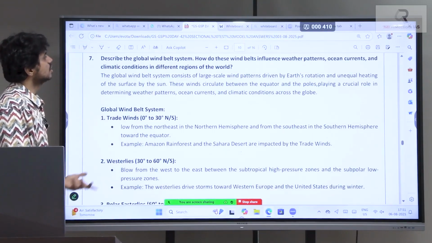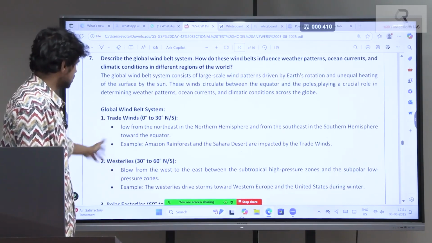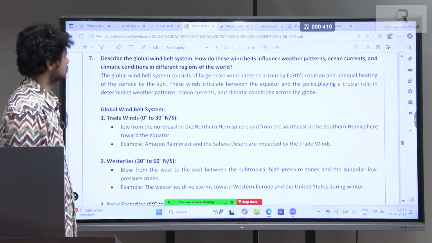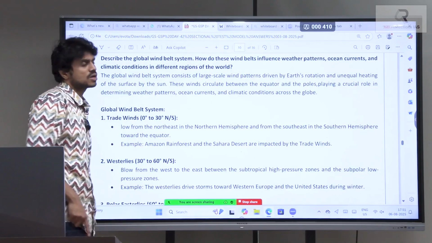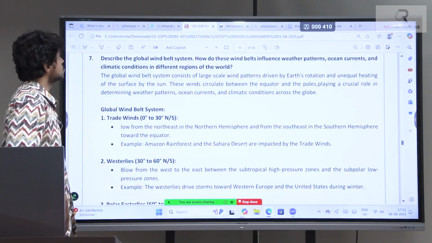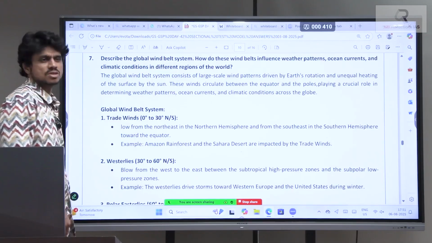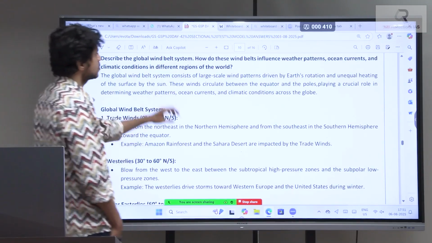Describe the global wind belt system. Basically they are asking about the planetary wind system. Since they are asking about the global wind belt system, we can also bring in upper air along with the surface, because they are not asking just about the surface wind system. I will focus more on surface, but I will also talk about those things.